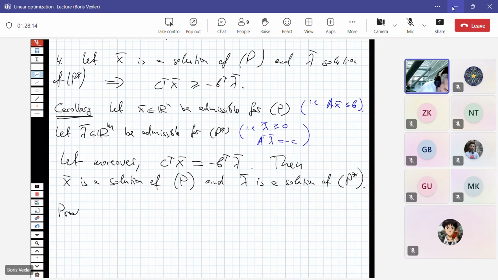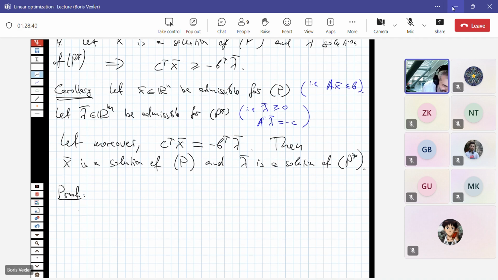Is it clear what you would like to prove? Yeah, so basically because of the duality theorem, we are guaranteed that C transpose X is greater than or equal to minus B transpose lambda. And for the values of X and lambda where they're equal, we have found solutions for both of the problems, right? Exactly. This is what we would like to prove.